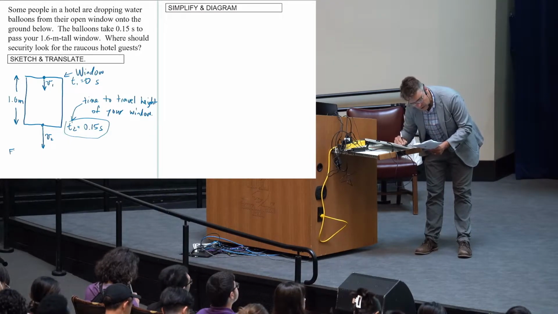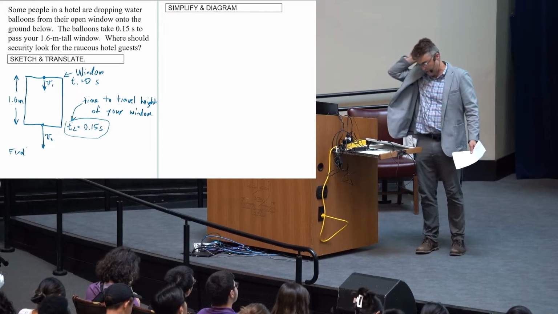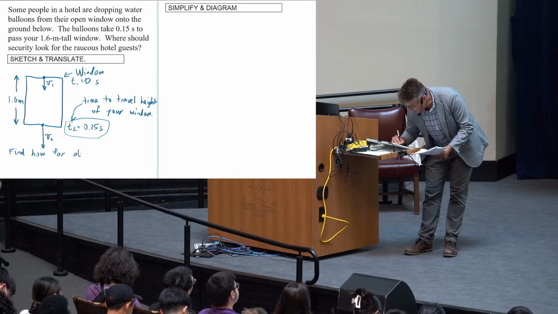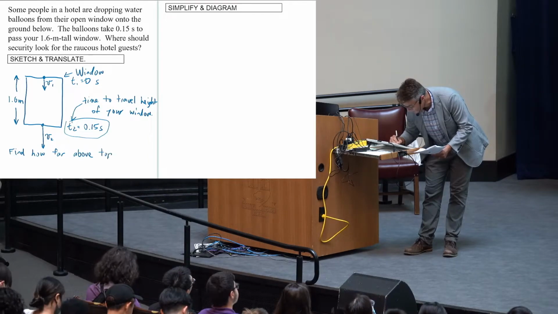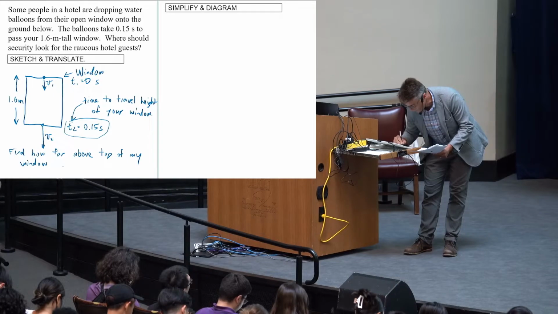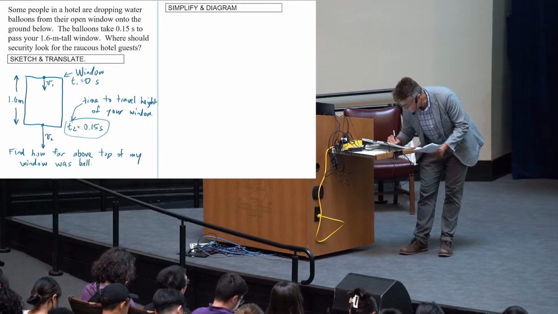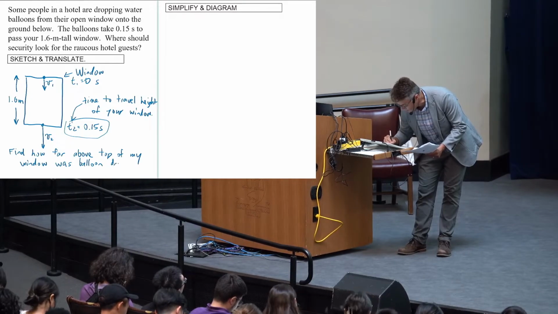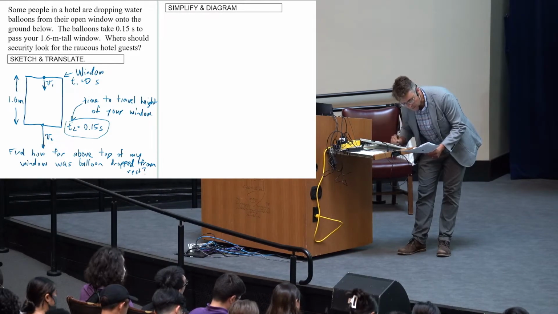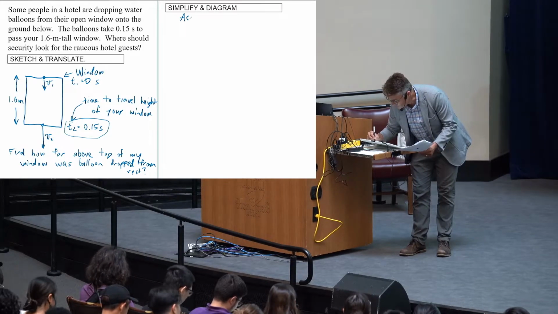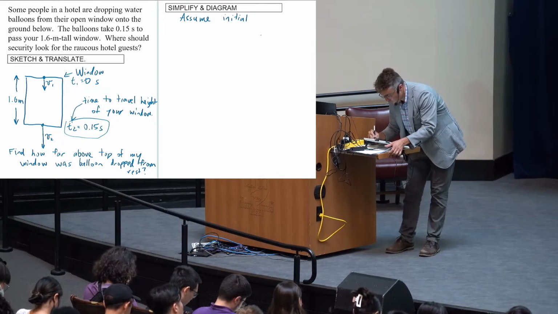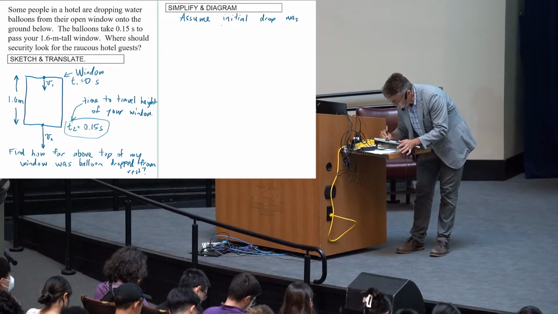Okay. And what you're asked to do is to find, I think, where should security look for the raucous hotel guests? Let's just reword that. Find how far above the top of my window did it get released from rest? Maybe they threw it, but maybe they just dropped it from rest. I think you have to assume that. So that's my assumption: assume that the initial drop was from rest.